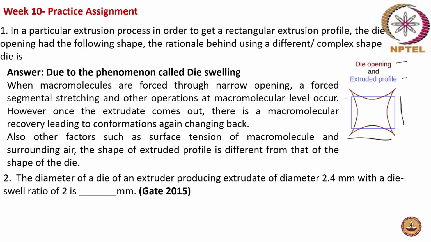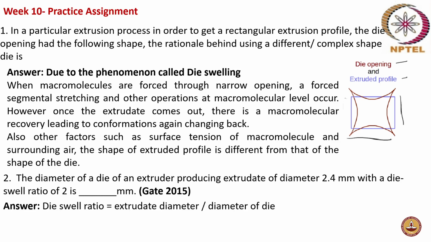Now here the question is, they have asked for the diameter of the die, when the extruded product diameter is 2.4 and the die swell ratio is 2. So what will be the die diameter? This is what they have asked. So how do we solve? Die swell ratio is equal to extruded diameter divided by diameter of the die. So the product diameter divided by the diameter of the die gives the die swell ratio. Here we already have the die swell ratio and the extruded diameter. So what will be the diameter of the die?